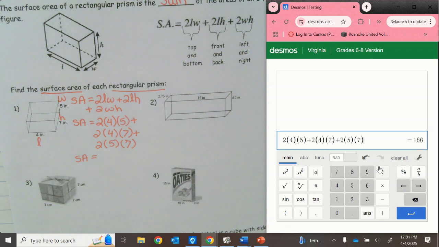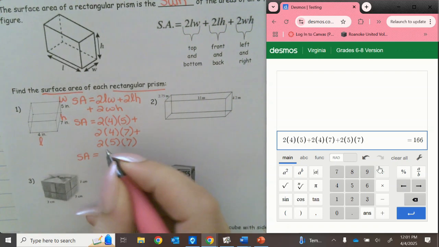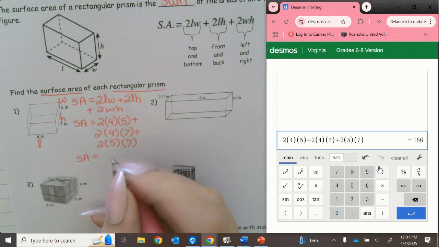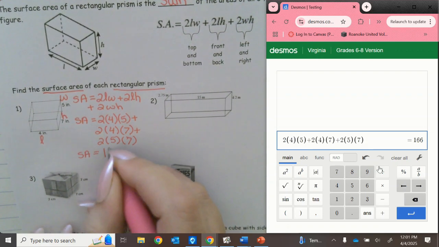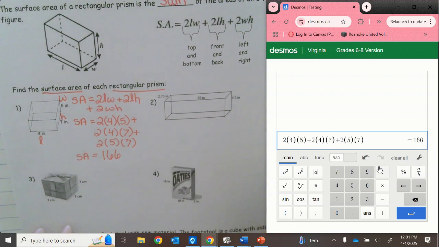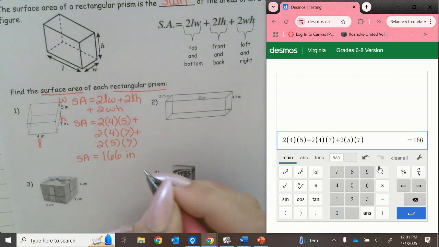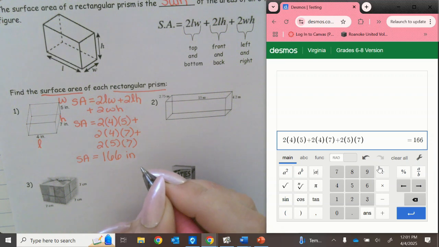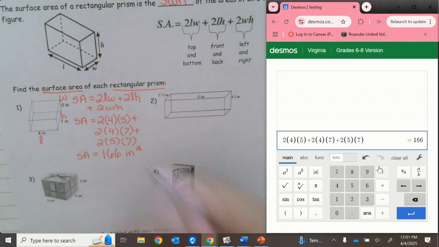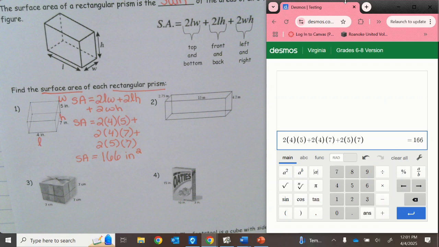And that will give me a surface area of 166. What were my units? Inches. And because this is surface area, it is a type of area, I square my units.